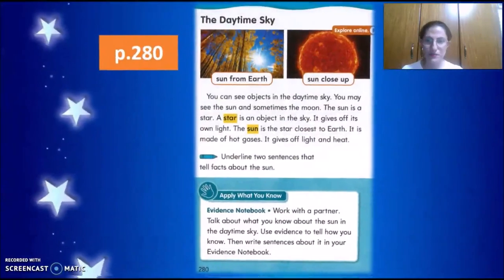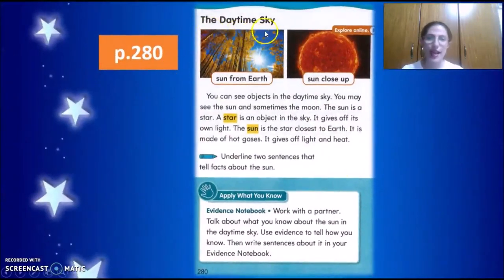Let's move on. Page 280, the daytime sky. So in this section we're going to explore what we see during the daytime sky. We have 2 pictures. First one shows us the sun from Earth. The second one shows us a close-up shot of the sun, which means a really close shot, to show us the sun from a really close place. Clear? What do we observe in the first picture? Excellent, we could see the sun from far away with its rays. Great. What about the second picture? Excellent, we could see the sun really close and it looks like what? A ball of fire, right? With the flames all over.